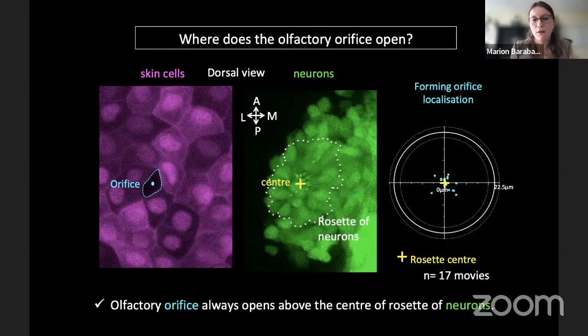Where does the orifice form? So we looked by co-labeling the two cell populations of interest and found out that olfactory orifices always open above the center of the rosette of neurons. So that was another evidence that the rosette of neurons seems determinant, and specifically the center of this rosette, the cavity, will trigger the opening of the orifice.